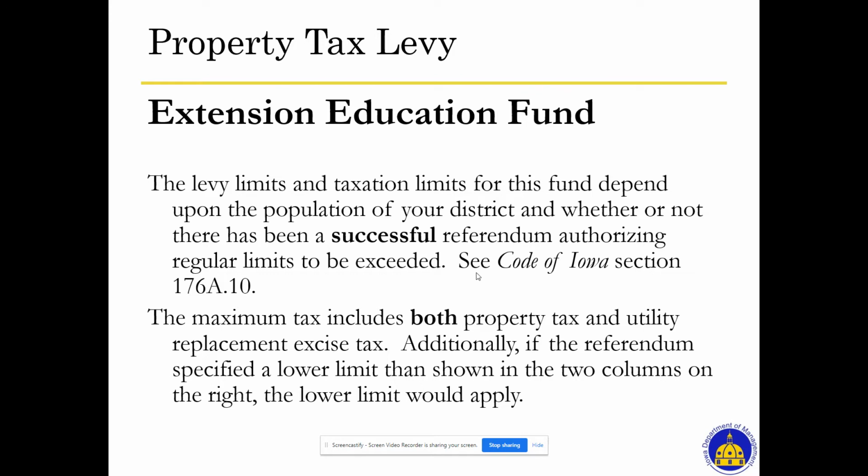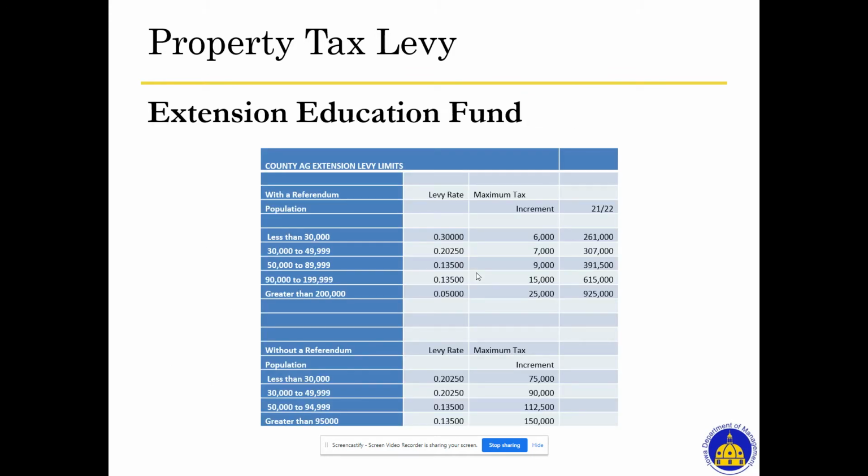Additionally, if you had passed a referendum and it specified a lower limit than what was available, then the lower limit would apply in that case. And this is just for fiscal year 22. You'll also find this in your instruction document. This lists your levy limits here on this column. At this point, I do believe there are no counties operating without a referendum, but if at some point in the future that would be the case, then these would be the limits that would apply.